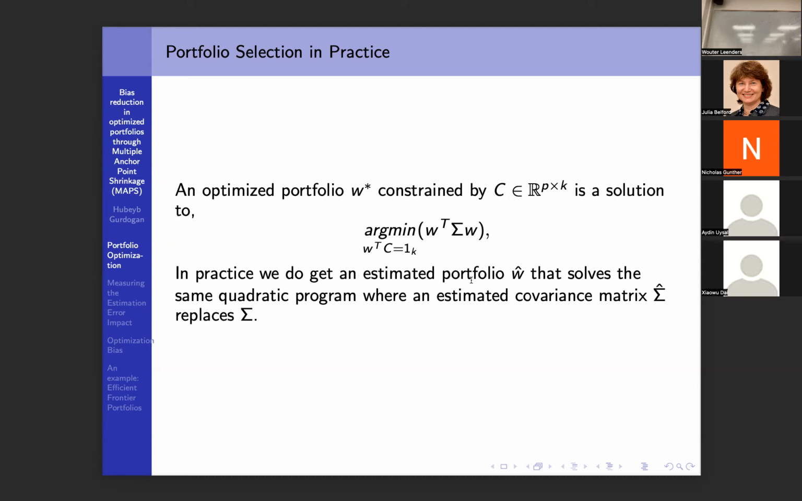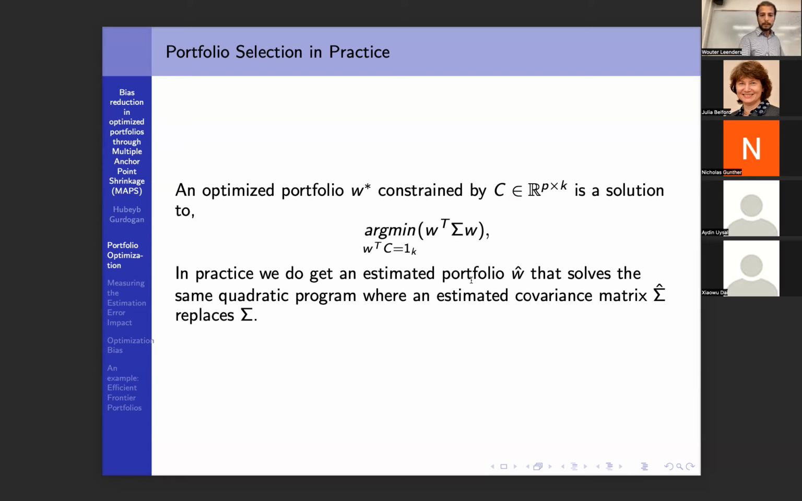But in practice, we are unable to get the actual true optimized portfolio. Instead, we have an estimated portfolio that solves the same quadratic program when you replace the covariance matrix Sigma with an estimate of the covariance matrix. Replacing the covariance matrix with its estimate produces an estimated optimized portfolio.